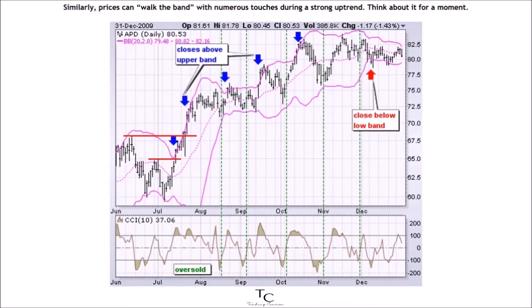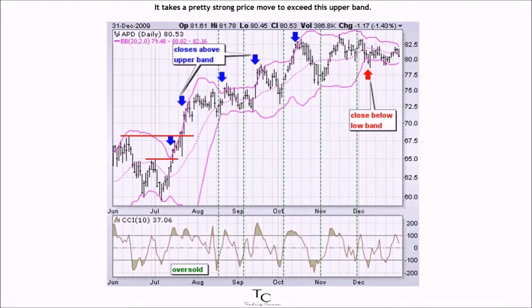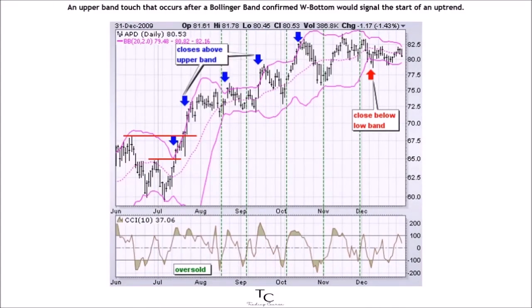Similarly, prices can walk the band with numerous touches during a strong uptrend. Think about it for a moment. The upper band is 2 standard deviations above the 20-period simple moving average. It takes a pretty strong price move to exceed this upper band. An upper band touch that occurs after a Bollinger Band confirmed W bottom would signal the start of an uptrend.